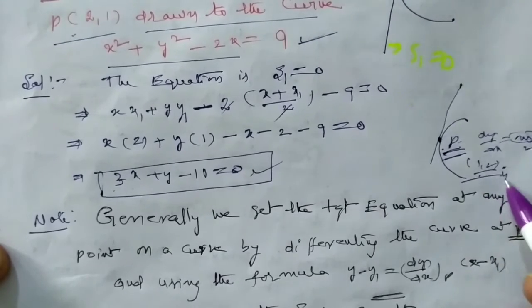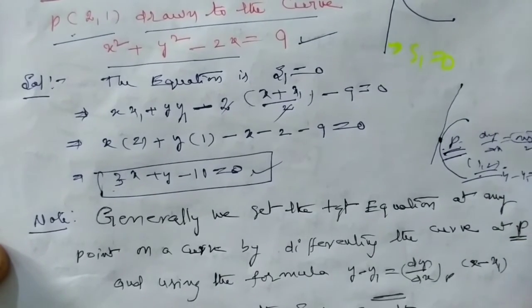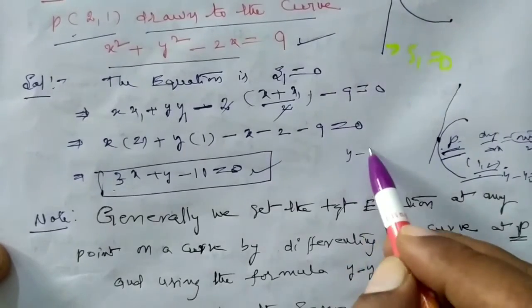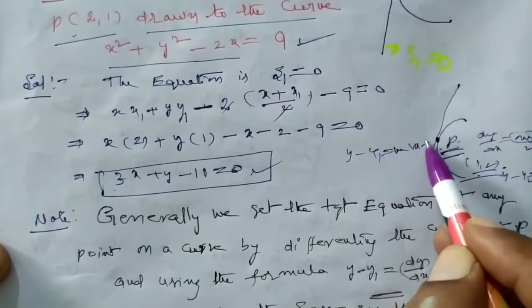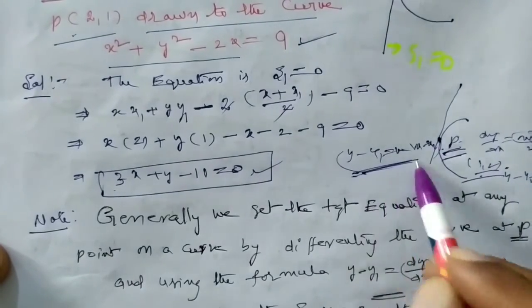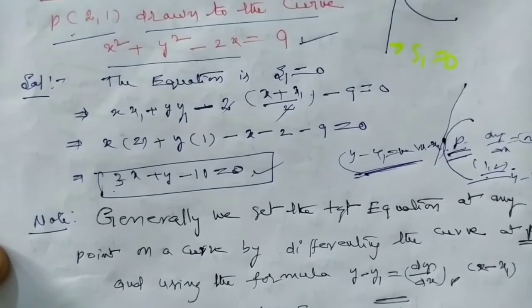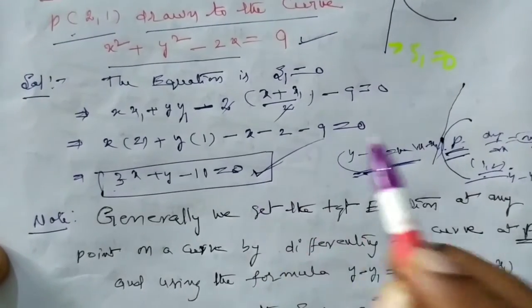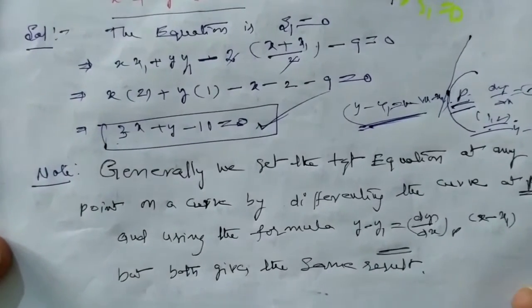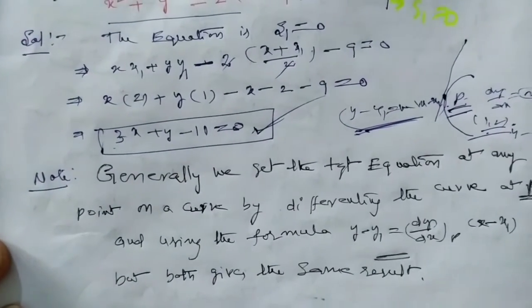Y minus y1 is equal to m of x minus x1. Using this formula, you can find the equation of the tangent, which will be the same as the previous equation. So in both cases you will get the same equation. You can verify that.